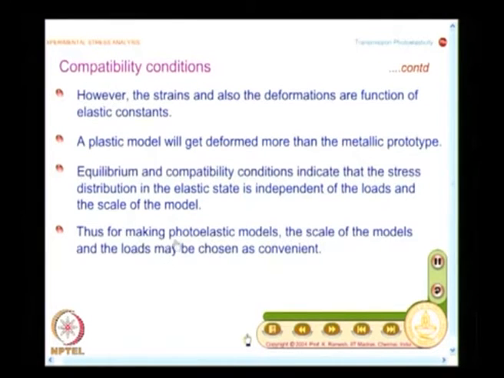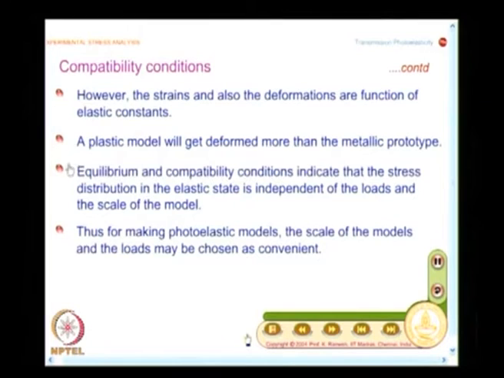When we make photoelastic models, the scale of the models and the loads may be chosen as convenient, and we will also keep in mind a plastic model will get deformed more. So, I should select the load such that I do not get into large deformation in plastic. The deformation and strain in the plastic model are matched more or less with the metallic prototype, that also we will see in the similitude conditions. The first and foremost advantage from elasticity equations is the stress distribution is independent of the loads and the scale of the model.